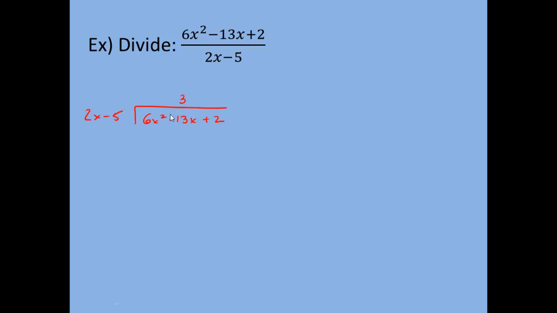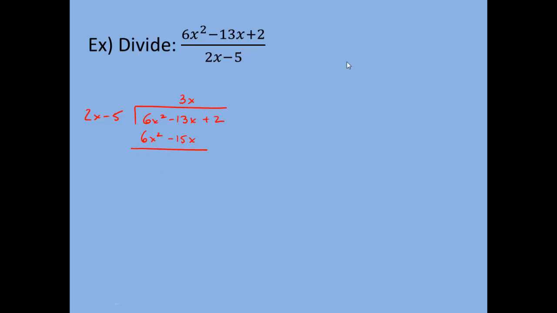And x times an x gives me the x squared, so I know I need 3x. Right? Because 2x times 3x will give you the 6x squared. So this is what goes up top. And now you want to multiply this 3x by whatever was out in front here. So 3x times the 2x gives me a 6x squared. 3x times a negative 5 makes this a negative 15x.